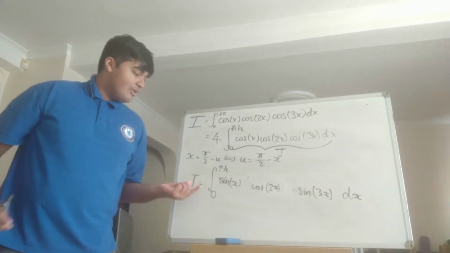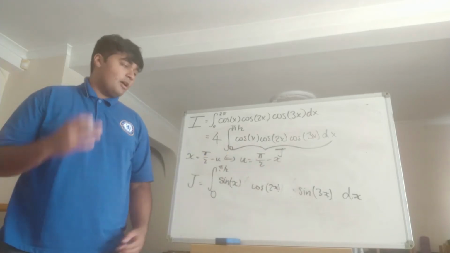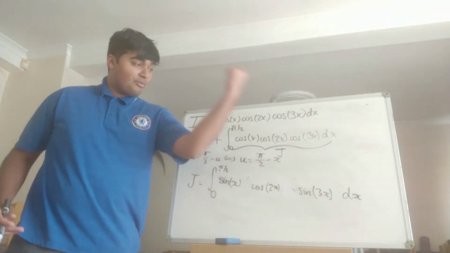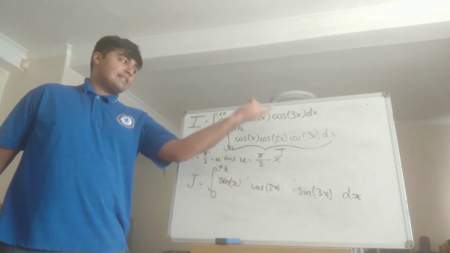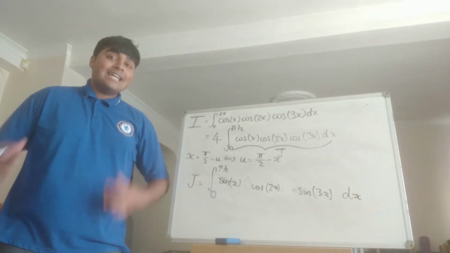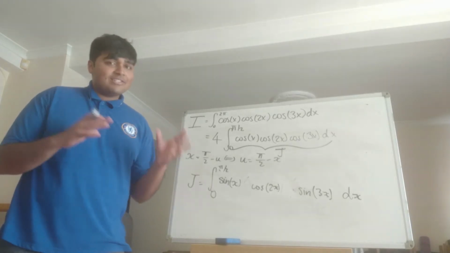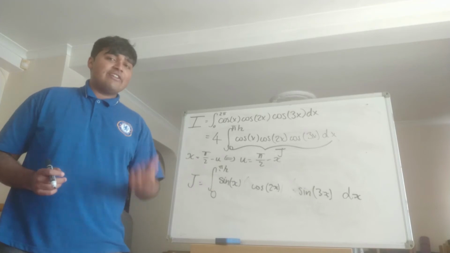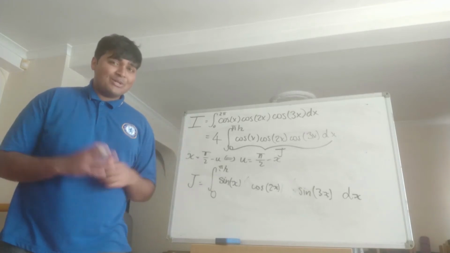Okay, so now we've got two different expressions for j. One being this guy here, the integral from 0 to pi over 2 of sine x cosine 2x sine 3x dx, and this one here being the integral from 0 to pi over 2 of cosine x cosine 2x cosine 3x dx. What we're going to do next is add up these two values for j and use some nice integral tricks to then evaluate j, from which then we can evaluate I. Anyway, let me clean up the whiteboard and we'll continue.